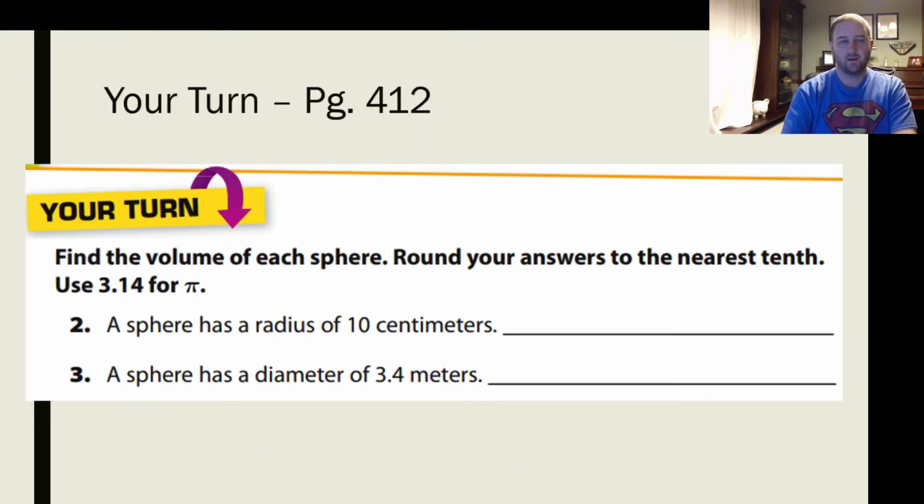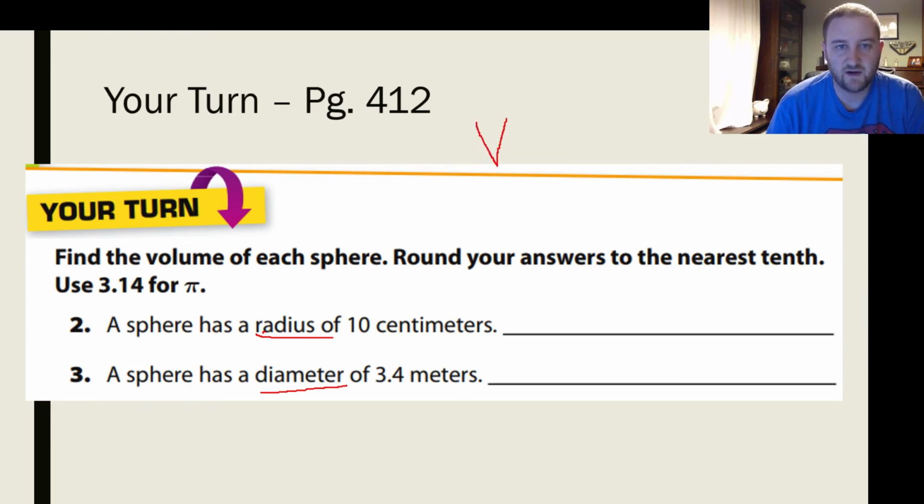All right, what I want you to do here is try these on your own. It says find the volume of each sphere, round your answers to the nearest tenth, and use 3.14 for pi. The first one gives you a radius. The second one gives you a diameter. So see if you can figure these out on your own. Work these out on your own paper. Pause the video and see how you do. All right, so hopefully you paused the video. If you haven't, pause it now.